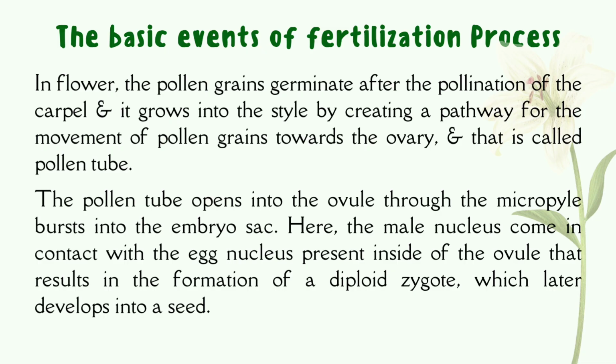Now we are coming to the basic events of the fertilization process. In the flower, the pollen grains germinate after the pollination of the carpel and grow into the style by creating a pathway for the movement of pollen grains towards the ovary, and that's called the pollen tube. The pollen tube opens into the ovule through the micropyle and bursts into the embryo sac. Here the male nucleus comes in contact with the egg nucleus present inside the ovule, which results in the formation of a diploid zygote, which later develops into a seed.